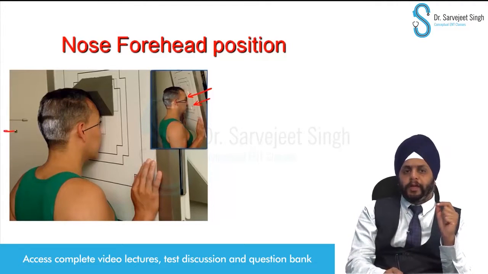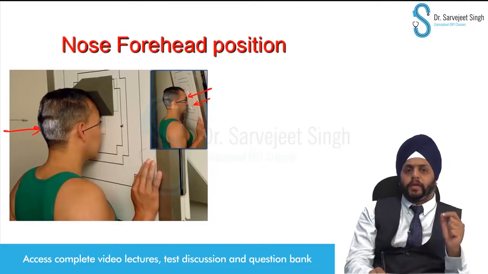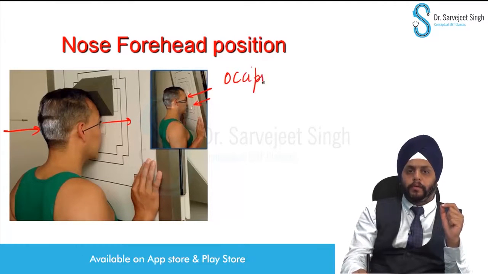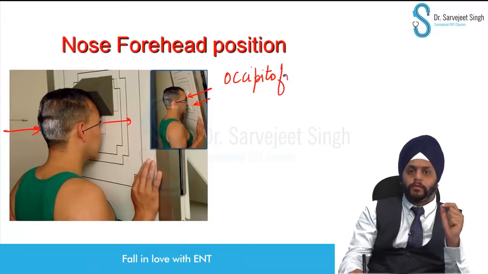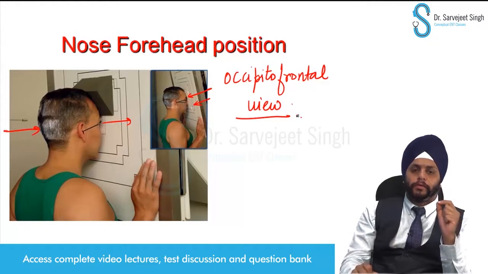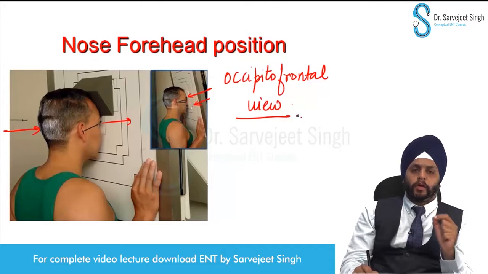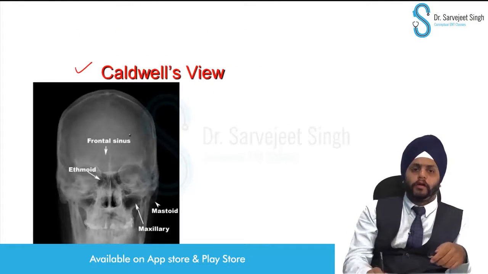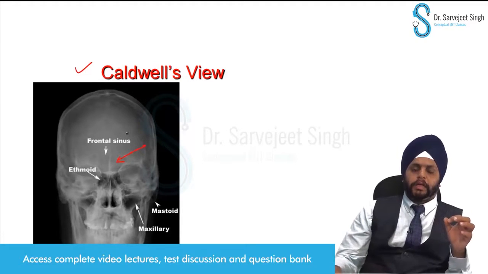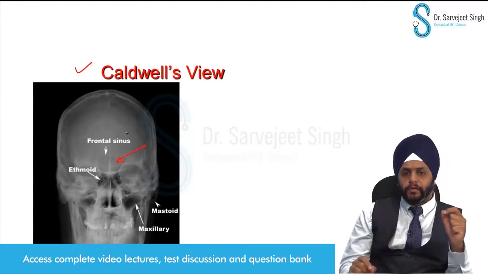You give an X-ray beam from behind, from the occiput, it comes out from the frontal region. This is also known as occipitofrontal view. So nose-forehead position or occipitofrontal view. Best view for frontal sinus. Okay, so these are plain X-ray views.